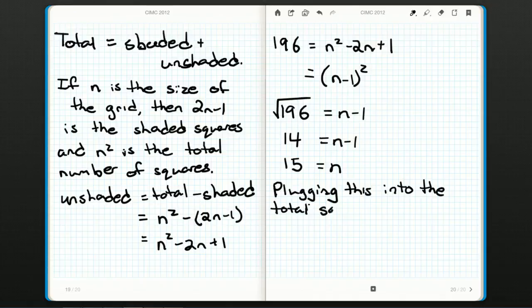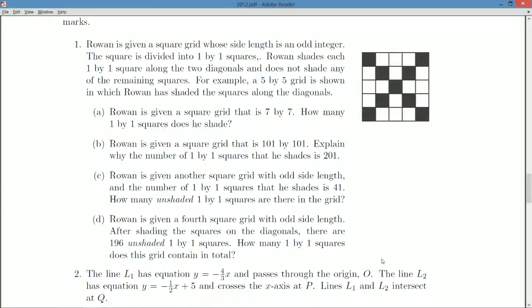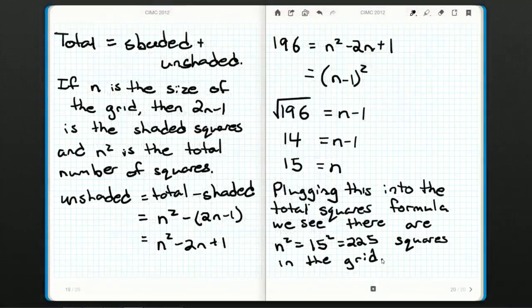So if we were to plug this into the total number of squares formula, you see that there are n squared, which is 15 squared, which you can do on your calculator, 225 squares in the grid. So we just double check that we answered everything we were asked here. After shading the squares on the diagonal, there are 196 unshaded squares. How many 1 by 1 squares does the grid contain in total? Well, we figured that out. There are exactly 225.